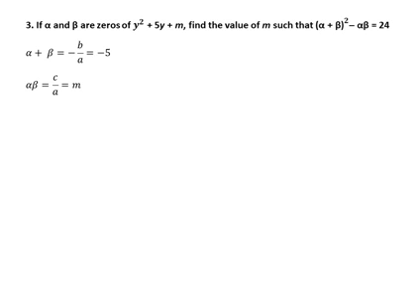Now write the equation that they have given. Alpha plus beta whole square minus alpha beta is equal to 24. Alpha plus beta value is minus 5. So minus 5 whole square minus alpha beta, which is m. Substitute it, is equal to 24. Now minus 5 whole square is equal to 25. 25 minus m is equal to 24. Now the minus m goes that side, becomes plus, 24 comes this side, becomes minus 24. Now m is equal to 25 minus 24. m is equal to 1.